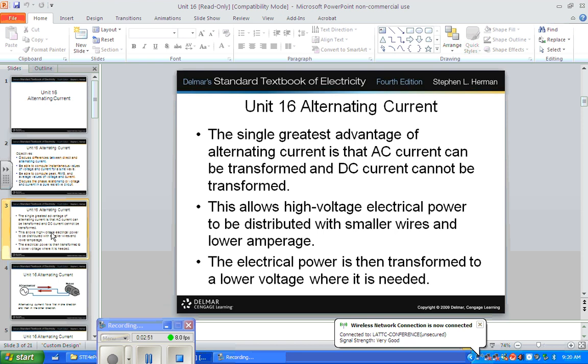High voltage electrical power can be distributed in smaller wires and lower current. And why is that important? Because the higher the current, the higher the voltage drop, the higher the loss for heating the wires. So if you're going to transmit power from Arizona to California and you want to transfer a lot of power, and power is voltage times current, right? P is equal to I times E.